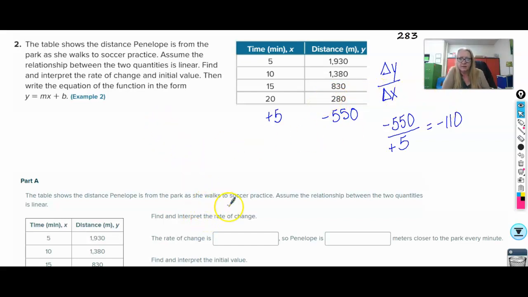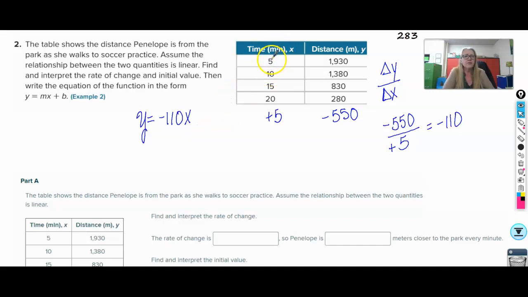So when we go down in here to put the answer in, well, let me finish the problem first. I know the rate of change is negative 110. So I've got this much of the equation. But what's the initial value? They didn't give us an initial value.